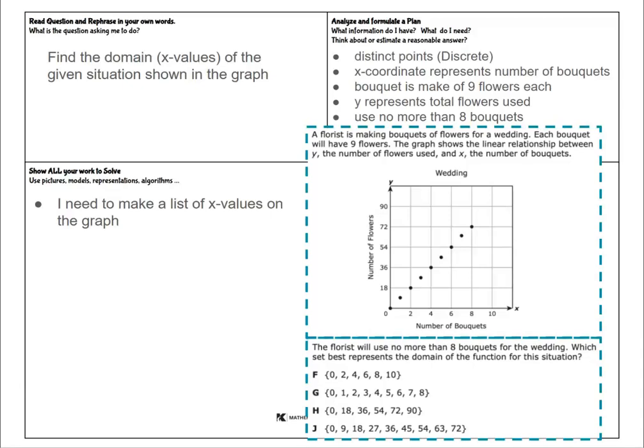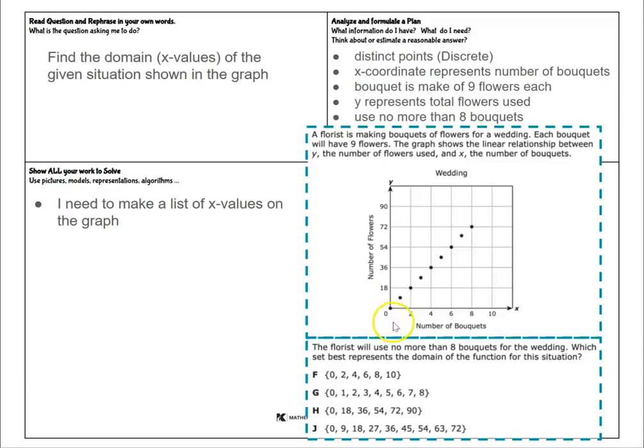Now, let's talk about our plan that we're going to use for showing all of the work. On this one, there's not necessarily work to show, so I'm just going to show a list of steps that you might think through. I know that I need to make a list of x values. The x values are represented on the graph. 0 is an x value, 1 is an x value, 2 is an x value, 3, 4, 5, 6, 7, and 8. Now, if any of these points were missing, I would not include that as one of my x values.